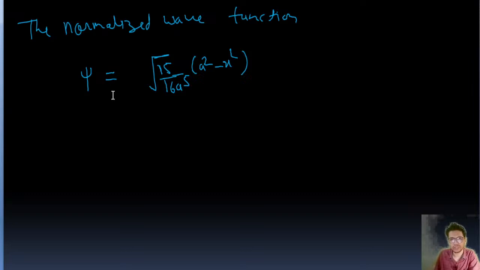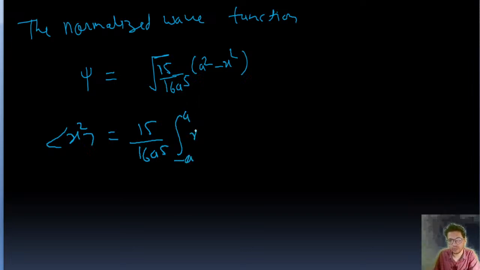Now the expectation value of x square is going to be, if you find it out, 15 upon 16 a to the power 5 times the integration from minus a to a of x square into a square minus x square dx, and this value is going to be 16 a to the power 7 upon 105. We can find it like this.